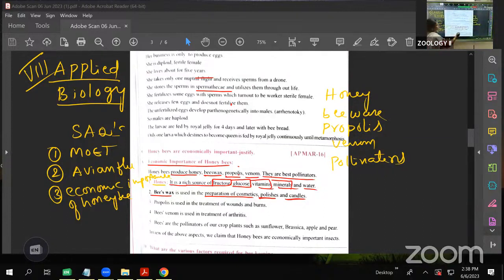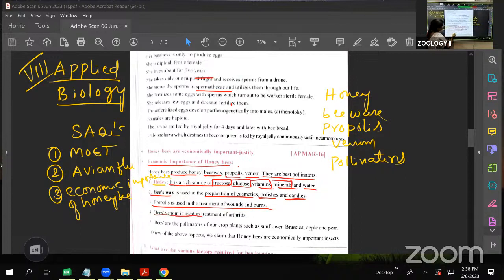Here, next, the third one is called propolis. It is used for the treatment of wounds and burns. Whenever burns or wounds occur, that time we use propolis. Clear? From the mouth parts, one gelatinous substance is produced that we call propolis. Clear?